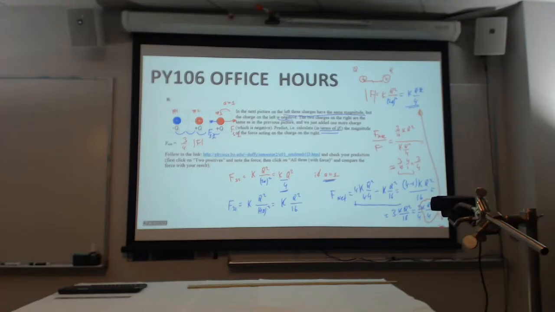Okay. So saying that the force is equal to 3/16 times kq squared is wrong. Well, this is not the answer you're looking for. You have to enter the answer in terms of what WebAssign asks you. It says, in terms of F. It doesn't say in terms of Q. In terms of Q, net force is indeed equal to 3/16 kq squared.